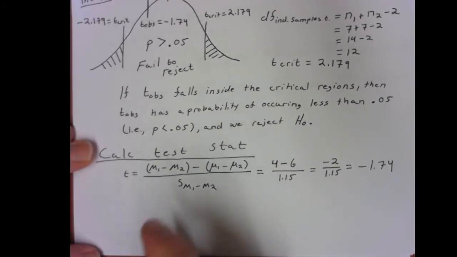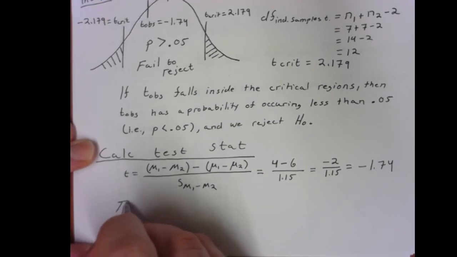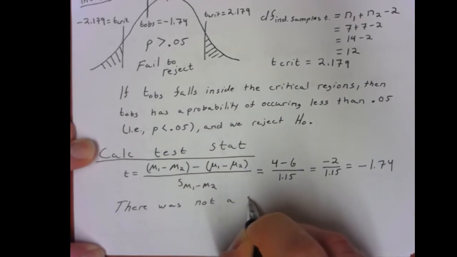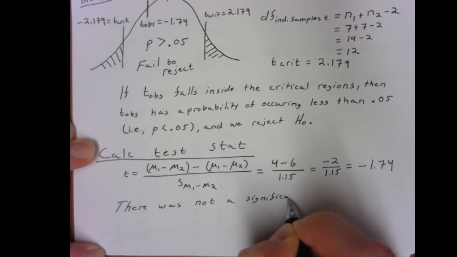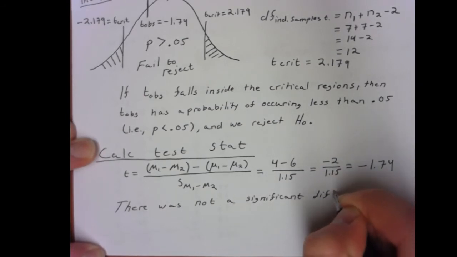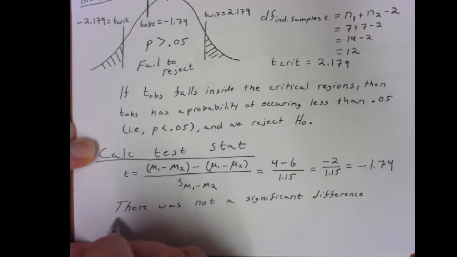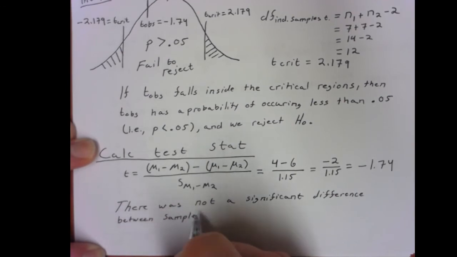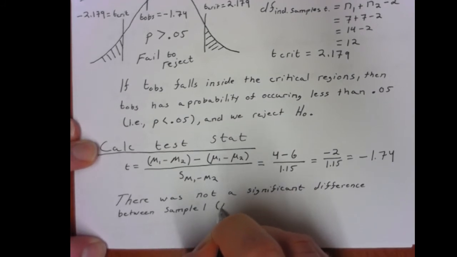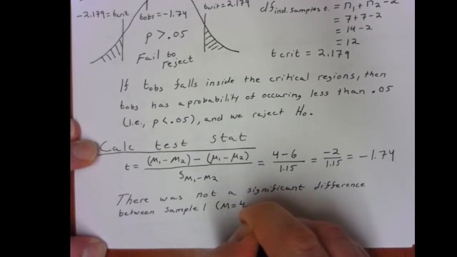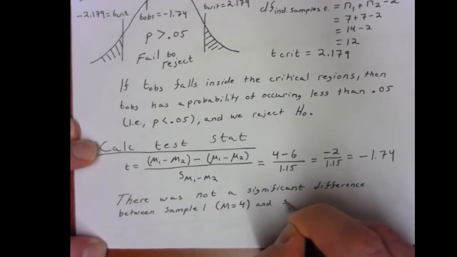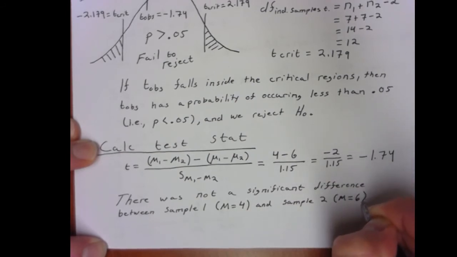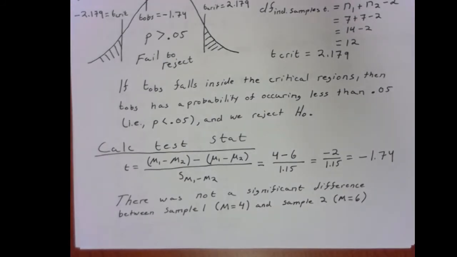So if we were reporting this in APA style, we would say something like, there was not a significant difference between sample 1. This is a good place to report descriptive statistics in the text. So let's go ahead and go the mean of 4 and sample 2, or mean of 6. Then you would actually need to report each part of this t-test.